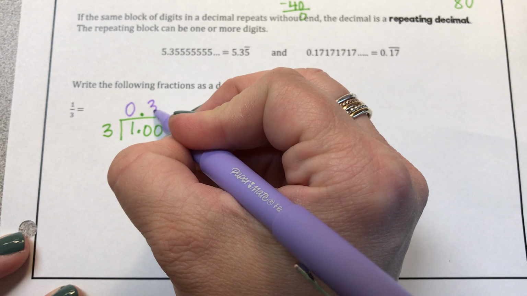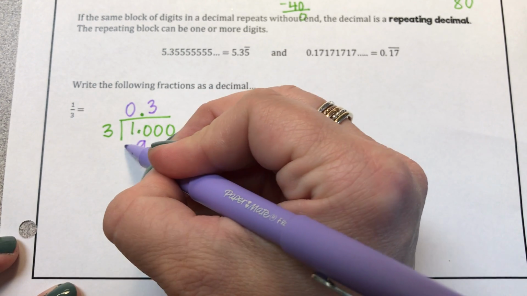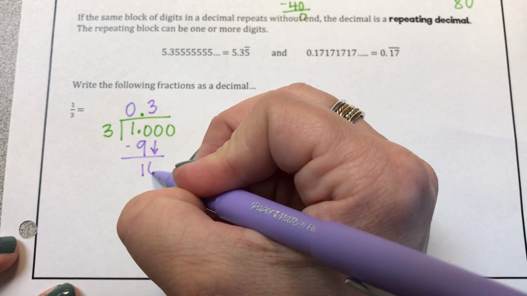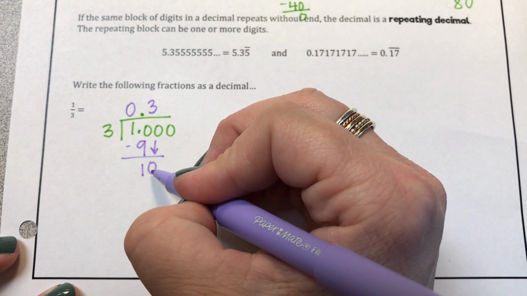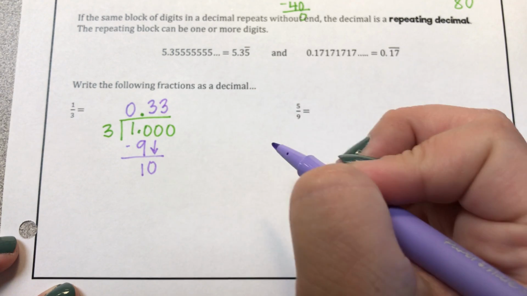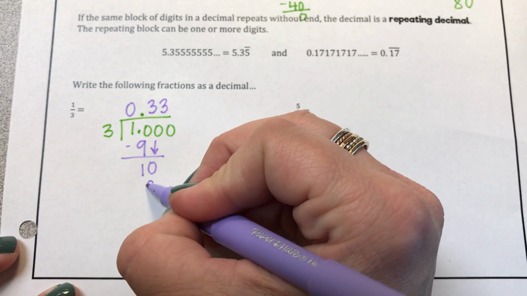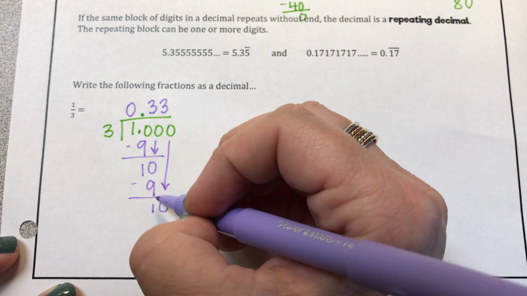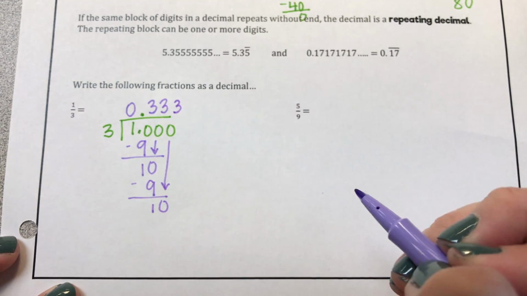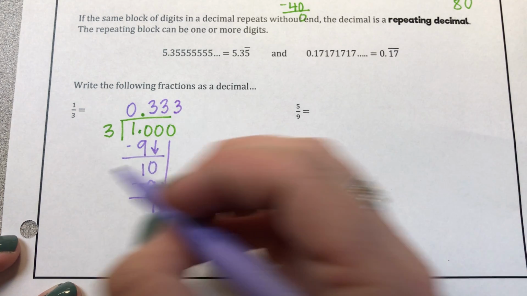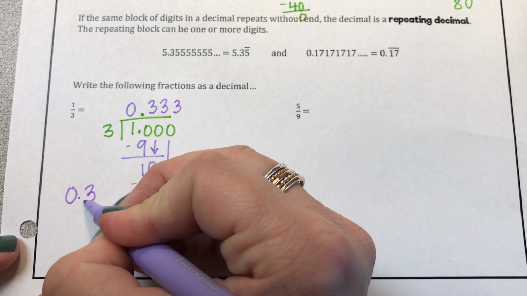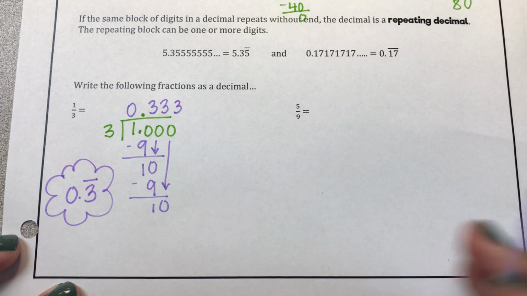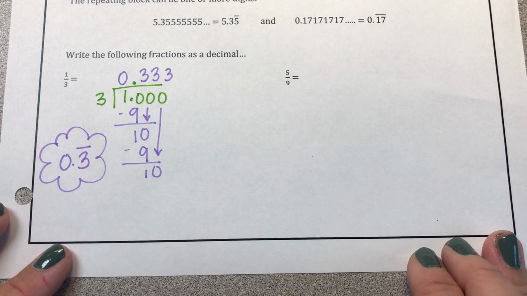3 goes into 10 3 times. 3 times 3 is 9. Subtract, 10 minus 9 is 1. Bring down my 0. 3 goes into 10 3 times. 3 times 3 is 9. Subtract, bring down a 0. 3 goes into 10. We can see what's happening here, right? It's going to keep going and going. So my answer is 0.3 repeating, and I put the line over the 3 because that is what's repeating.